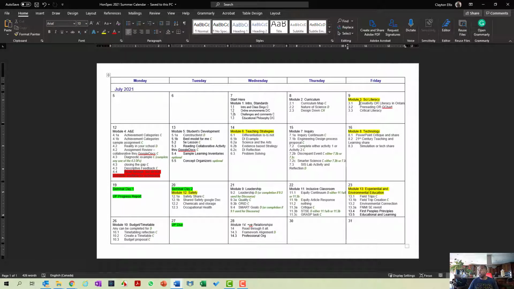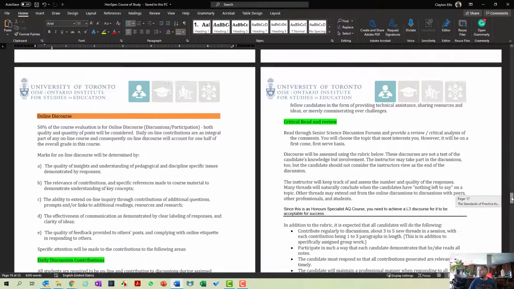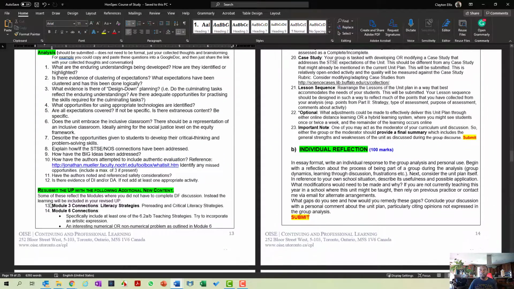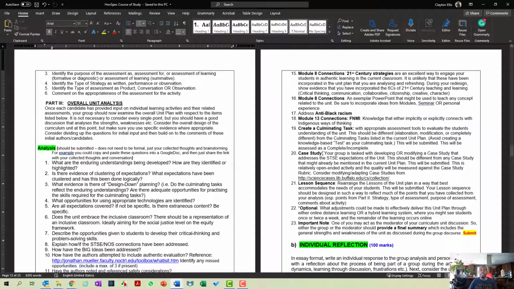However, modules 3, 6, 8, 12, and 13 are explicitly requirements that you must include in the unit plan. So as you look at the unit plan and you look at the very specific instructions, you'll see you must include module 3 connections, module 6 connections, module 8 connections, along with some other things. All right? So even though you're not explicitly participating in the discussion forum for those modules, they are explicitly supposed to be a part of the unit plan resubmission.